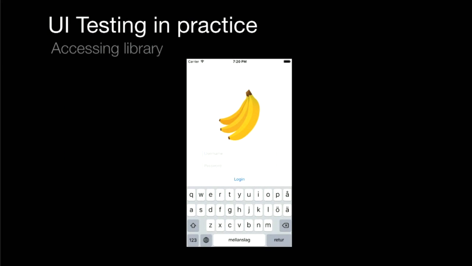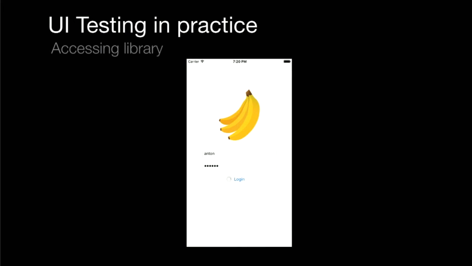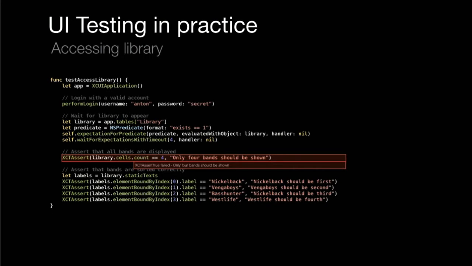So we're going to log in once more, using valid credentials this time. And then, wow, one more bug. That's really bad. I mean, this application is no good. Let's see what happened. Well, this time we actually got another failure, which is a bit more vague, and that's because my assertion failed. It said that XCTAssert failed, only 4 bands should be shown.